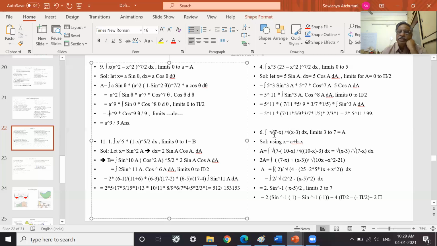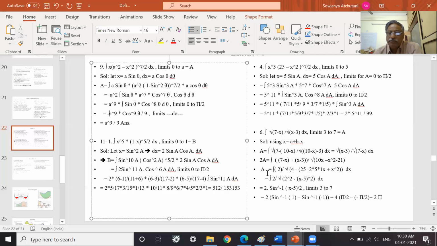So let us see. Integral of root of (7 minus x) by root of x minus 3; the top there is root of 7 minus x, the bottom root of x minus 3. Limits 3 to 7. We know the first formula: a plus b minus x can be replaced. So when I am replacing x with 10 minus x, the same thing becomes root of x minus 3 by root of 7 minus x. Reverse. When I do the LCM, I'll multiply these two, root of x minus 3 into root of 7 minus x, this is the denominator. And the top one, I'm getting 7 minus x plus x minus 3. So finally, x is getting cancelled. 7 minus 3 is 4.